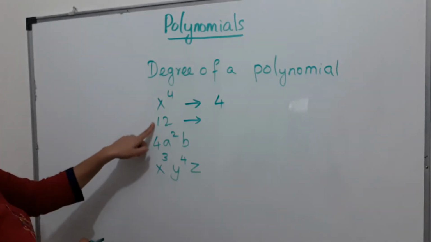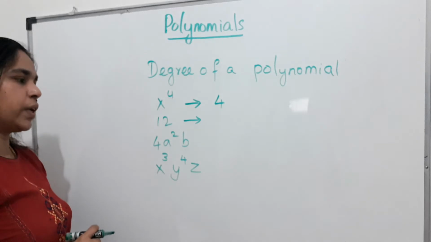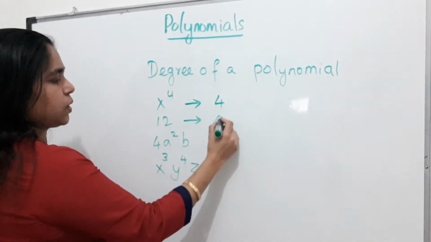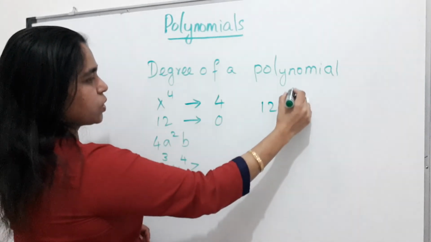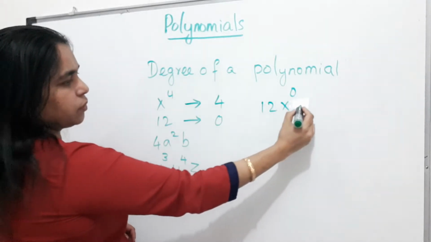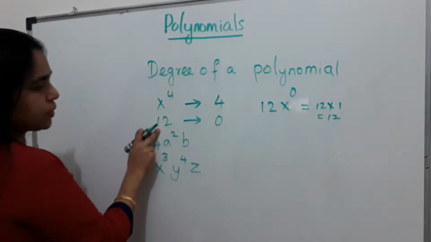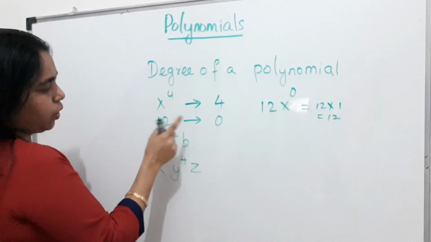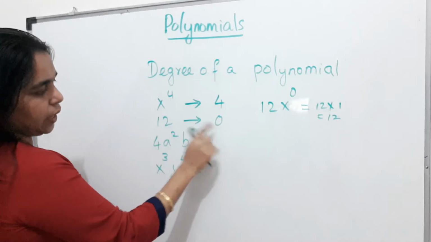In this case 12, there is no variable, just a number. If there is just a number, you have to say the degree is 0. For example, you can write this as 12x to the power 0. Anything to the power 0 is 1, so this will be equal to 12 times 1, that is equal to 12. So there is no x term, or any variable is not there, so you have to write the degree as 0.